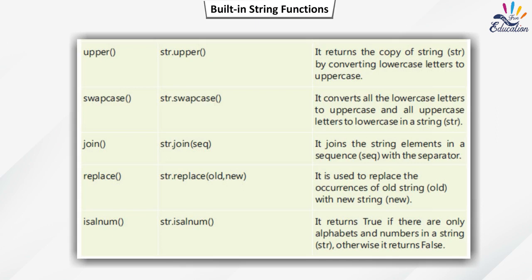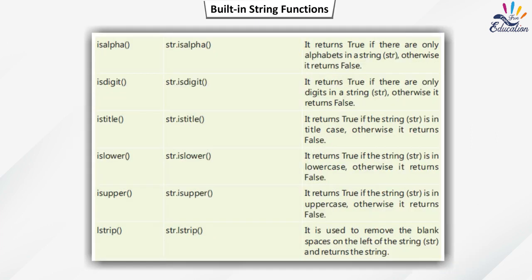Isalnum. str.isalnum. It returns true if there are only alphabets and numbers in a string str, otherwise it returns false. Isalpha. str.isalpha. It returns true if there are only alphabets in a string str, otherwise it returns false. Isdigit. str.isdigit. It returns true if there are only digits in a string str, otherwise it returns false.